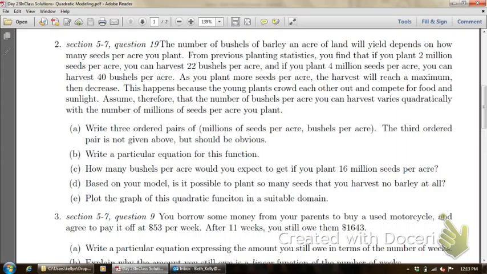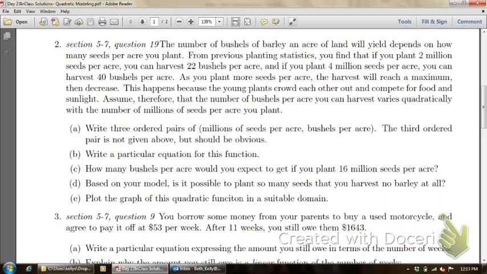So in order to proceed, we need to figure out 3 ordered pairs where the input is millions of seeds per acre and output is bushels per acre. Now, if you read through the problem, you'll see that it's only explicitly giving you 2. So the third of them is not given above, but should be obvious. Okay, so let's figure out what those are.